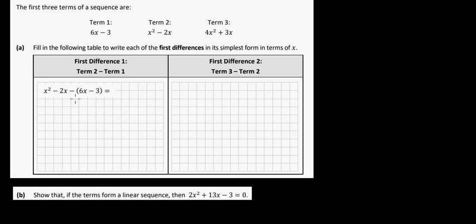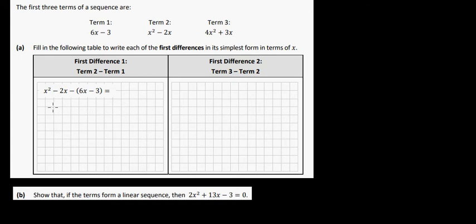Okay, they've started the first one for us here, so let's see. We have x squared minus 2x, that's this term here. So they're taking this term minus this term here. And notice they put this term here in brackets because this minus is going to change these signs in here. So let's just do that.